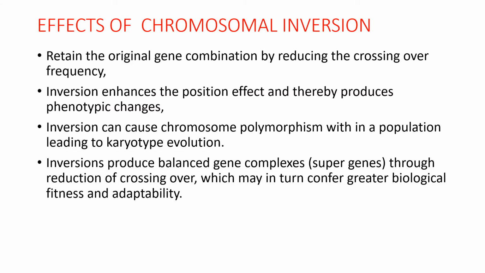Effects of chromosomal inversion. It helps in retaining the original gene combination by reducing the crossing over frequency. Inversion enhances the position effect and thereby produces phenotypic changes. Inversion can cause chromosome polymorphism within the population, leading to karyotype evolution. Inversions produce balanced gene complexes, that is supergenes, through reduction of crossing over, which may in turn confer greater biological fitness and adaptability.